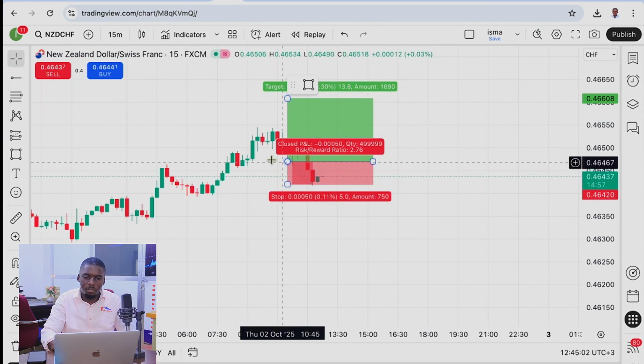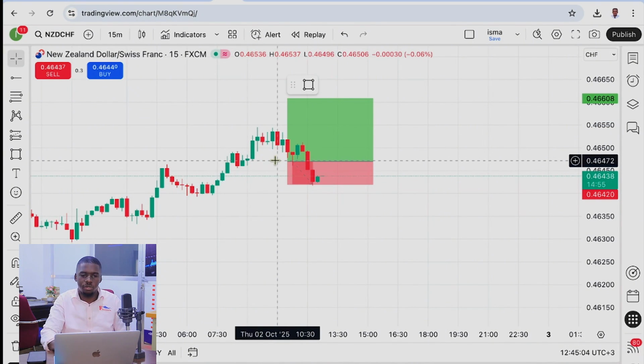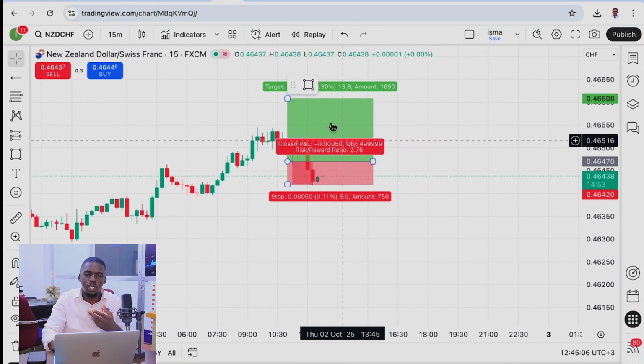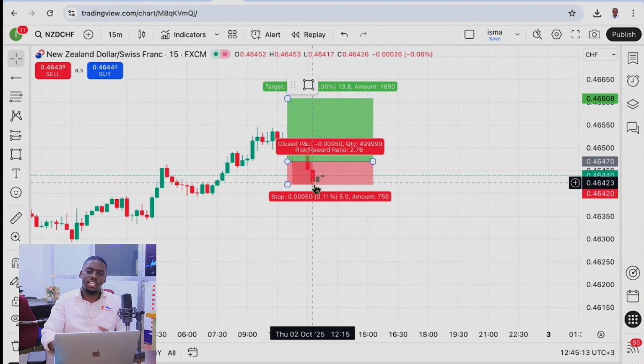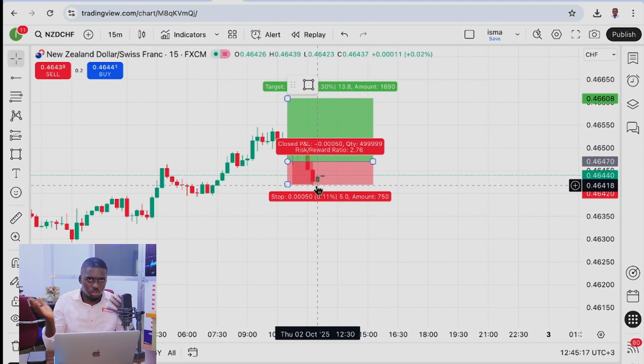And of course, you entered your buy around this particular level, and let's assume you entered with a lot size of 0.1. And of course, the market comes and hits your stop loss. It closes your stop loss.